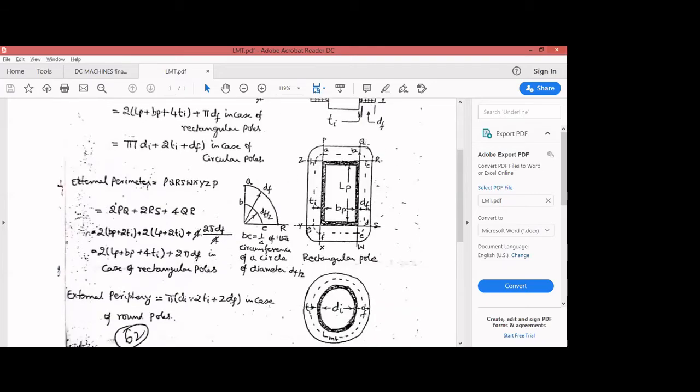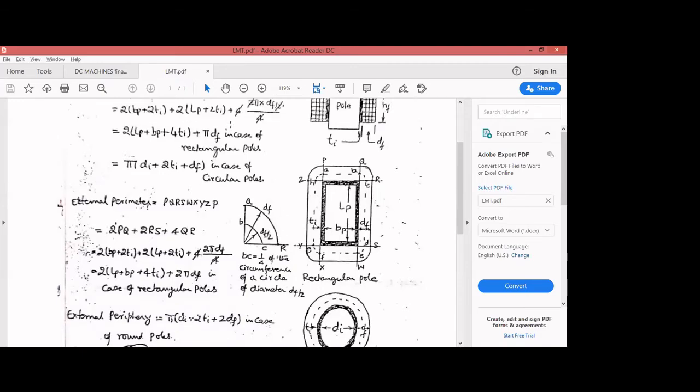Likewise, if you want to calculate the perimeter, this is the perimeter or outer turn. Once again, it remains here 2 LP plus 2 BP plus 4ti plus 2 pi df. 2 pi df means, if you take here, radius is nothing but df. So 2 pi r is equal to 2 pi df. So the external perimeter will remain the same for both length of mean turn and perimeter. Only the difference is here you got pi df, here you got 2 pi df. So if you calculate length of mean turn and add another pi df, you will get the perimeter.